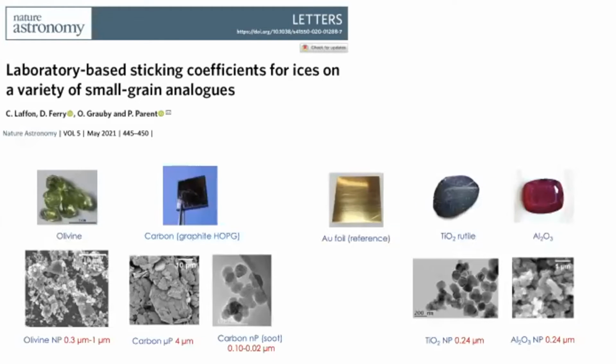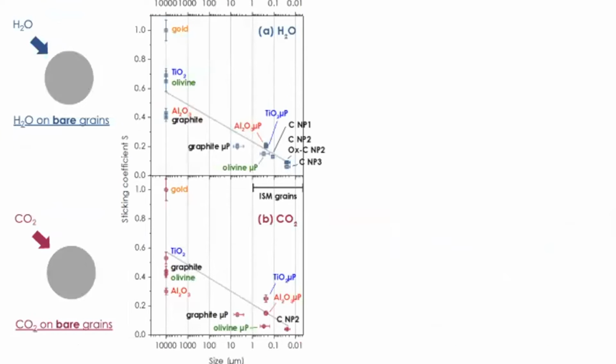So in this paper, we have published the sticking coefficient on a variety of substrates like olivine and micronic particles of olivine, carbon, graphite, then macroparticles and nanoparticles of carbon. We use the gold foil as a reference, and we also use two surfaces that have nothing to do with astrophysics, but that just extend the set of data, namely TiO2 and Al2O3, and the nanoparticle counterparts to see if there are differences between the flat substrates and particles. So here are the results.